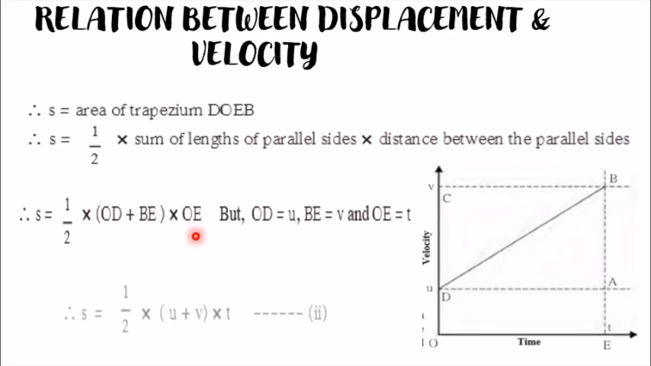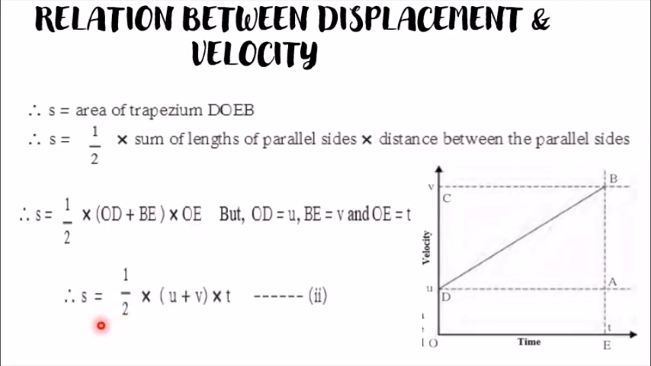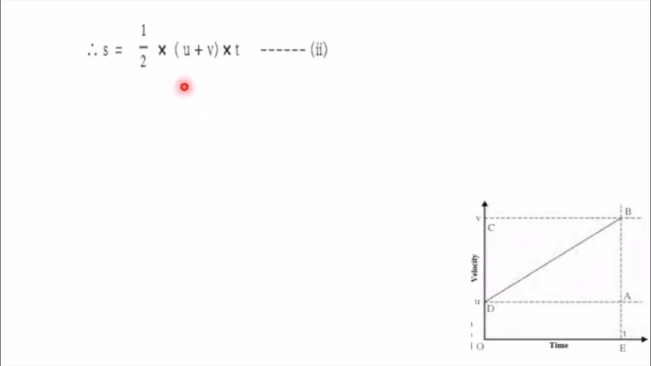We will put the values. So, S will be equal to half into, as OD is U, so the value will be U, and BE is V. Now, why BE is V? Because CO or OC was V, so even BE or EB is also V. Multiply by OE is equal to T. So here we have added the values, that is half into U plus V multiplied by T. So we got this equation.